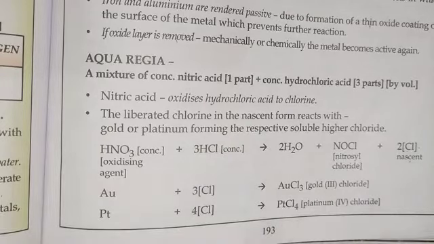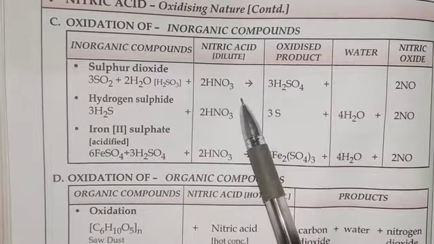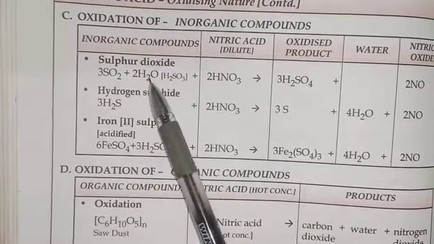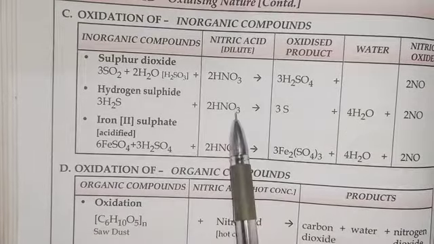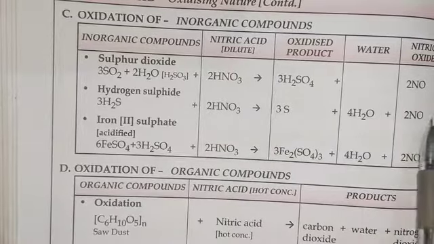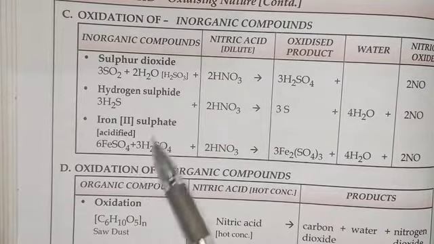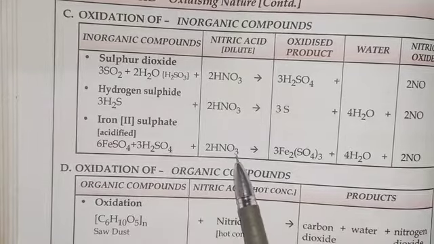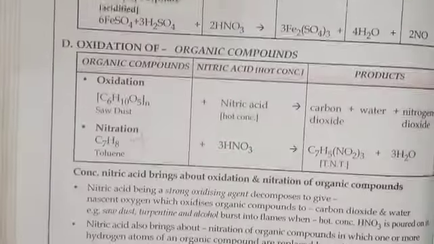The reactions of inorganic compounds with nitric acid: sulfur dioxide plus water plus HNO3 gives H2SO4 and 2NO. Hydrogen sulfide plus HNO3 gives sulfur, H2O and NO. The same is the reaction with acidified iron sulfate: FeSO4 plus H2SO4 plus HNO3 gives Fe2(SO4)3, H2O and NO. Now the reaction with organic compounds.